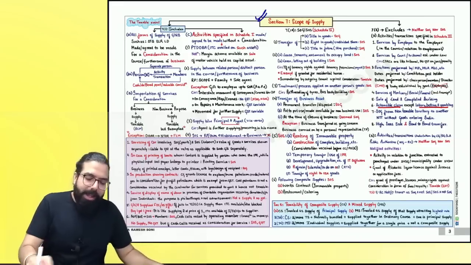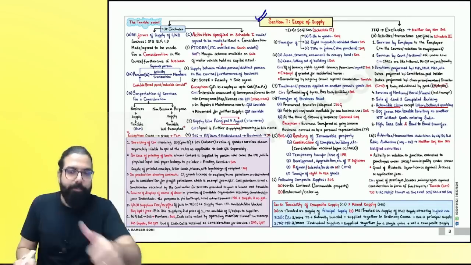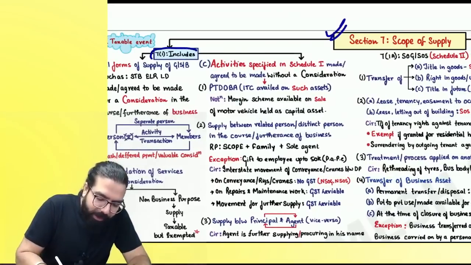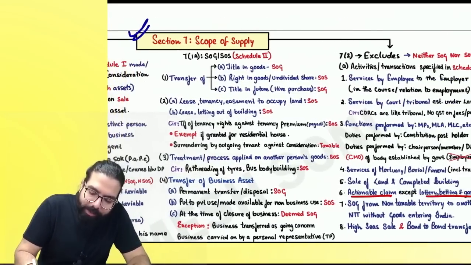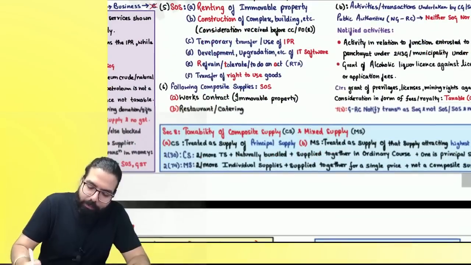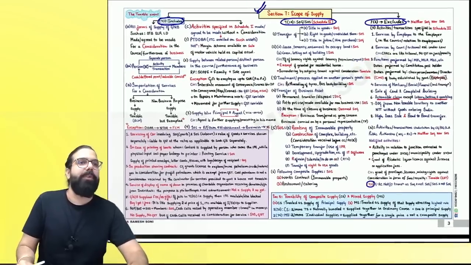Please come to your chart of supply. When we go ahead and learn the chapter of supply, supply has section number 7.1, section number 7.1A, section number 7.2, and we have section number 7.3, one small one over here. Now listen to me very carefully.